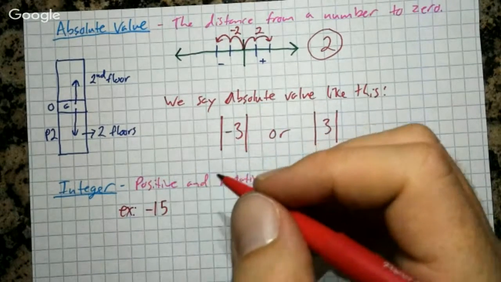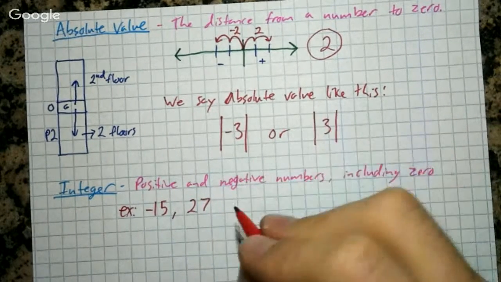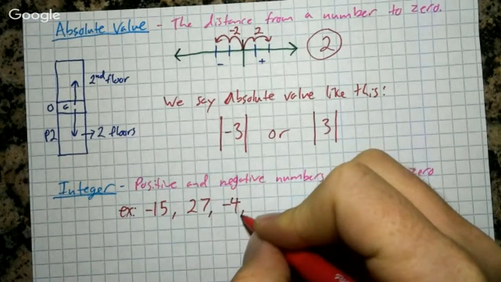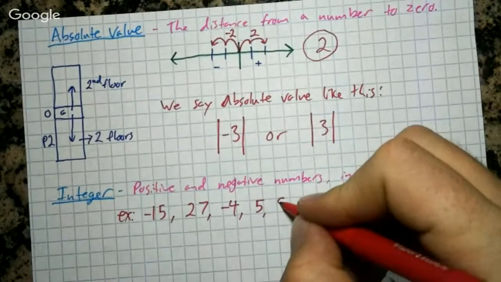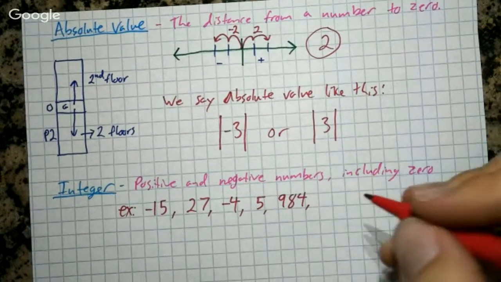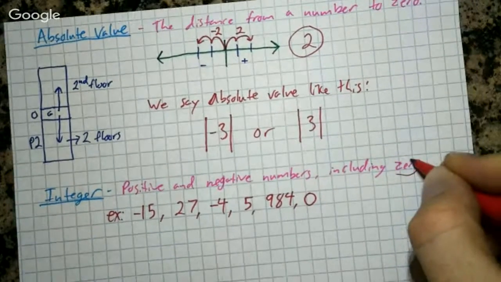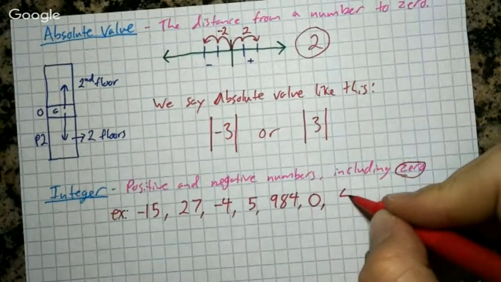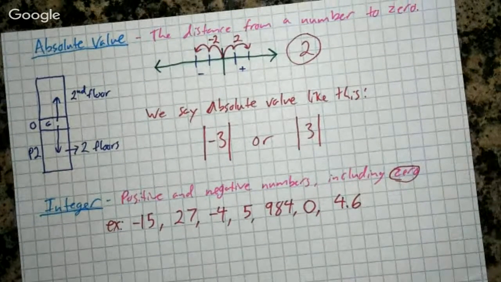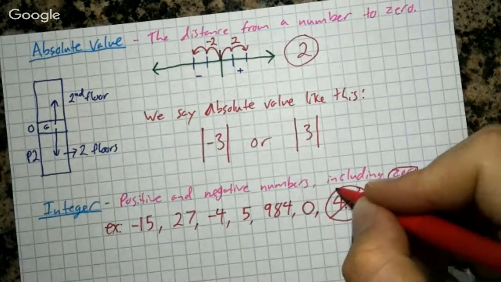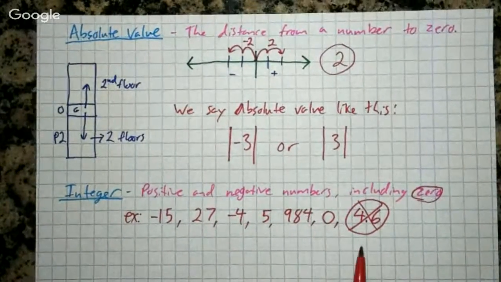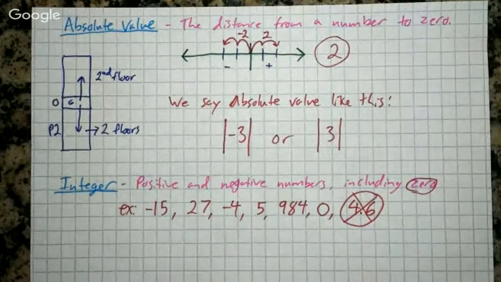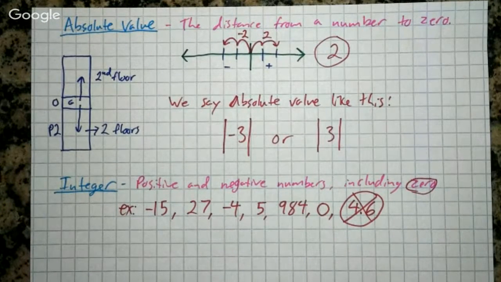-15, yes, it's a negative number. 27, yes, it's a positive number. -4, yes, it's a negative number. 5, yes, it's a positive number. 984, yes, it's a positive number. 0, yes, it includes 0. How about 4.6? 4.6 is not a whole number, so we can go ahead and say it will not be that. It needs to be a whole number, a full-on number, not just something that's positive or negative. So that's how we distinguish what an integer is.